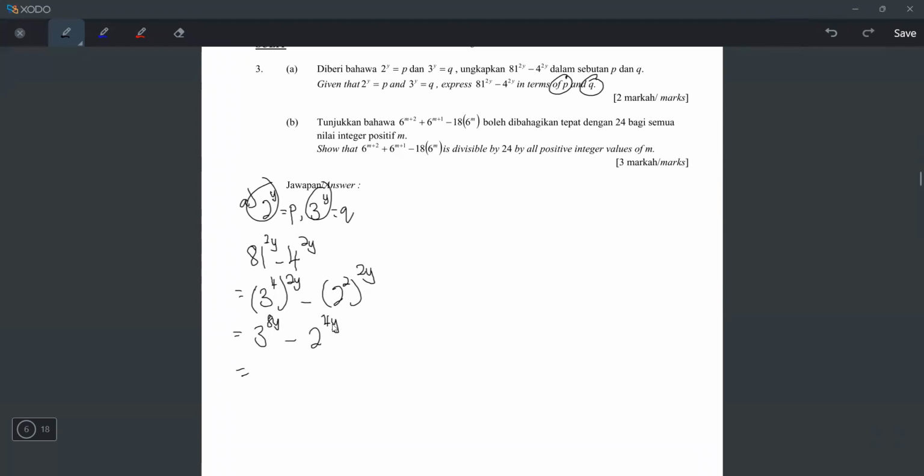You still cannot convert to p and q, because 2 power y is p, all right? But this is not 2 power y. This is 2 power 4y. So what I will do is write 2 power y, and then the 4 I will put outside the bracket like this. Okay.